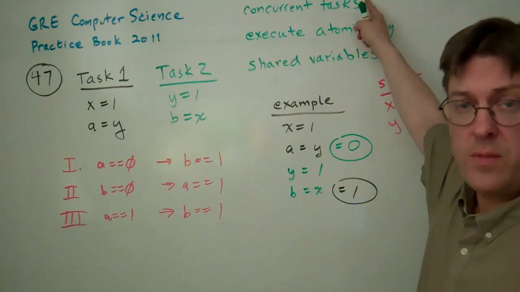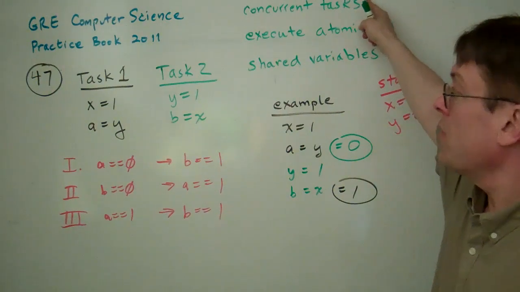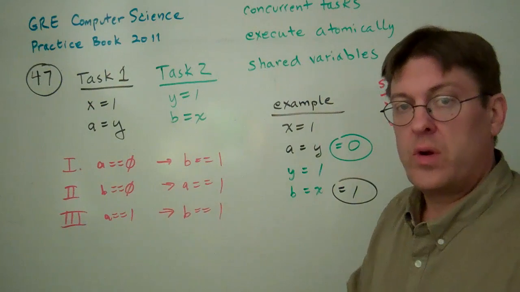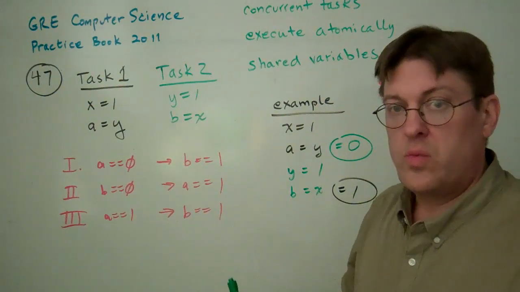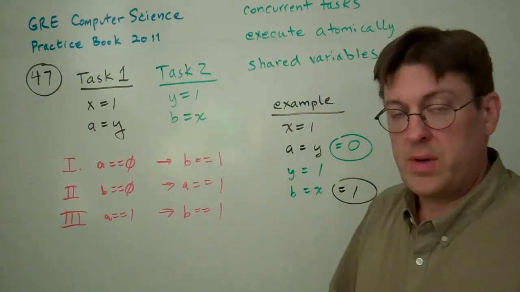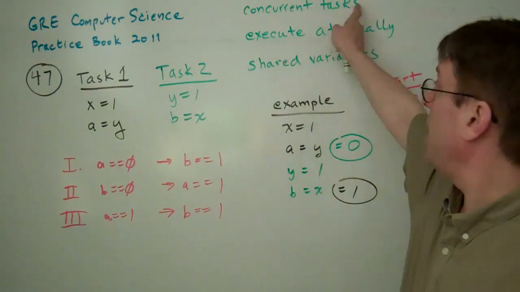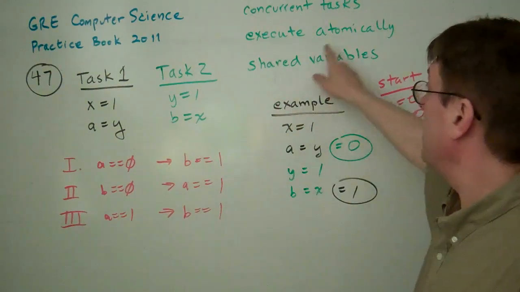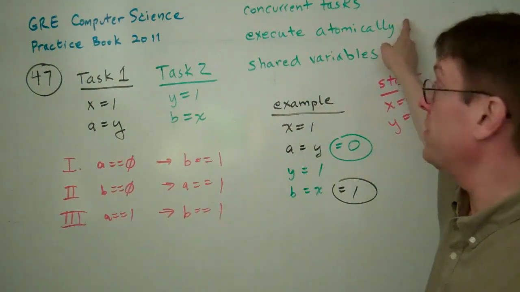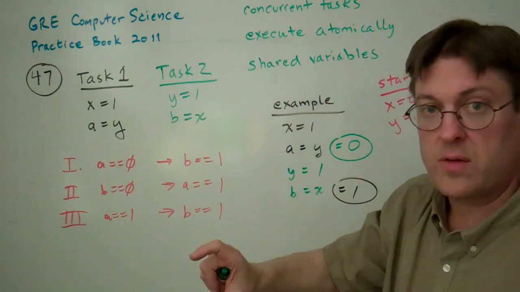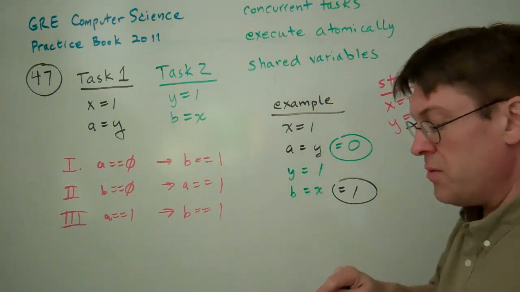Concurrent tasks means parallel processing. These tasks are going to execute independent of one another, and we don't know which steps within the tasks are going to be happening at what point. So these are concurrent tasks happening at the same time, not one after the other. The opposite would be sequential tasks: you do task 1, then you do task 2. That's not what's happening here.